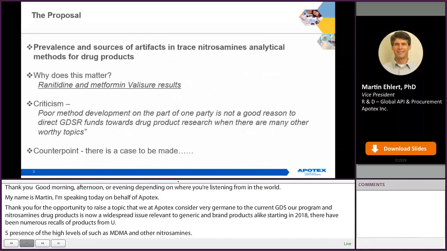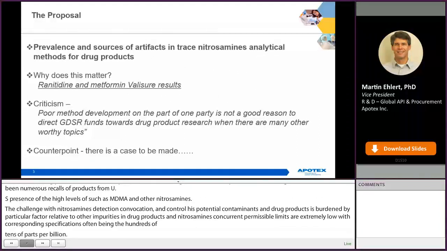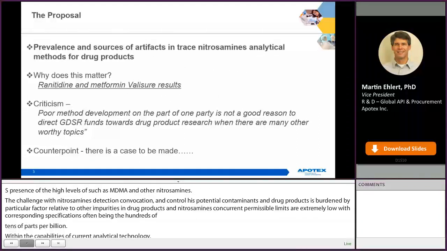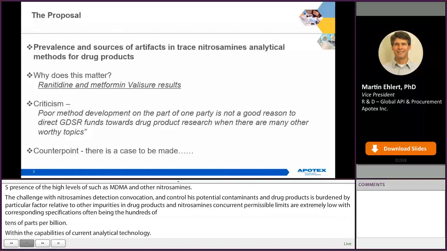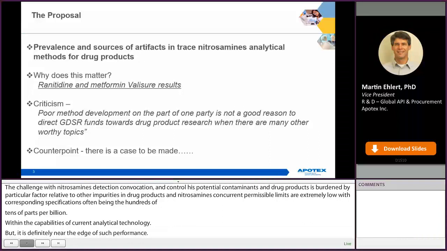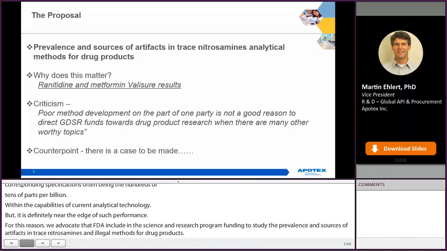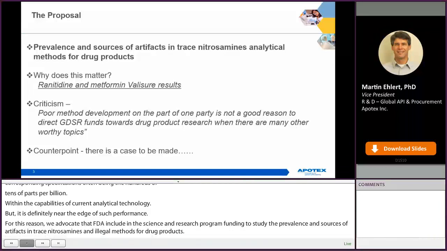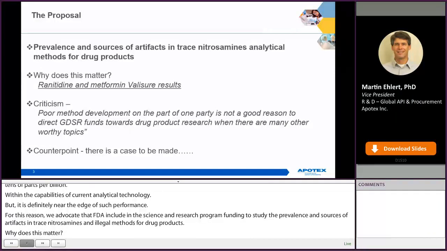For this reason, we advocate that FDA include in the science and research program funding to study the prevalence and sources of artifacts in trace nitrosamines analytical methods for drug products. Why does this matter? Well, there have already been at least 2 instances in the past 2 years where the agency has had to take issue with a company, namely Valisure, that made public erroneously high levels of NDMA in ranitidine and metformin drug products on the market.